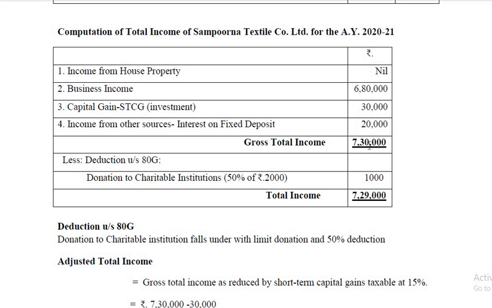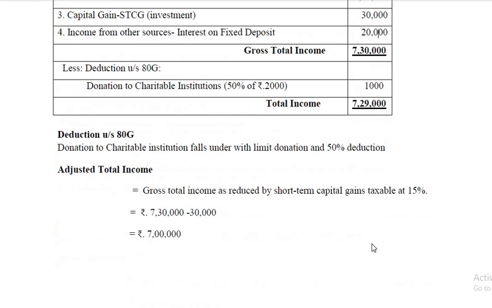From gross total income, there are general deductions under Section 80. One of the prominent deductions is 80G. Especially in this problem, there is an item, donation to charitable institution. This falls under with-limit donations and is eligible for a reduction of 50% of the qualified amount. I have already explained this: donation to charitable institution falls under with-limit donations and is eligible for 50% reduction of the qualified amount.